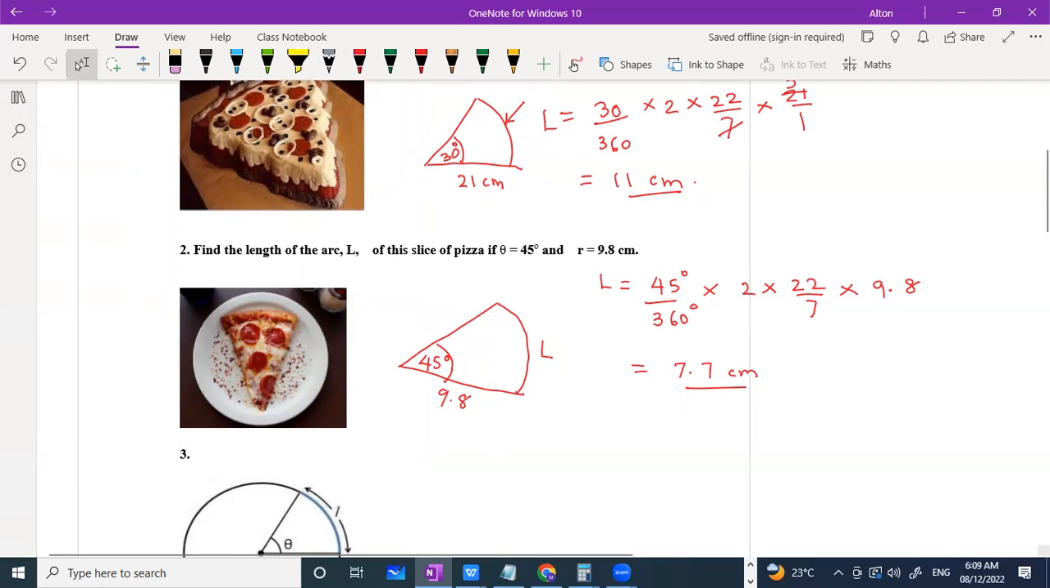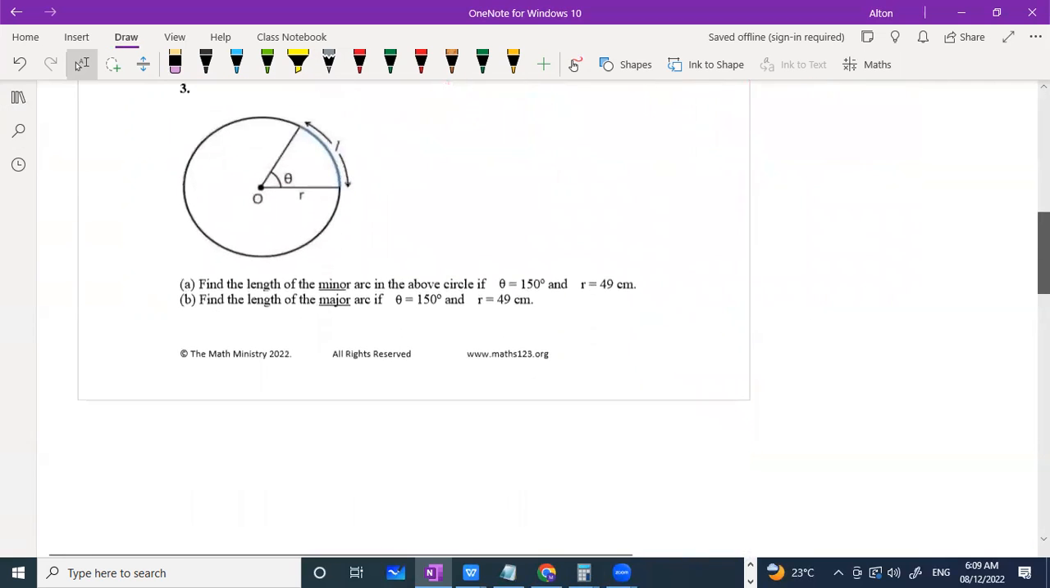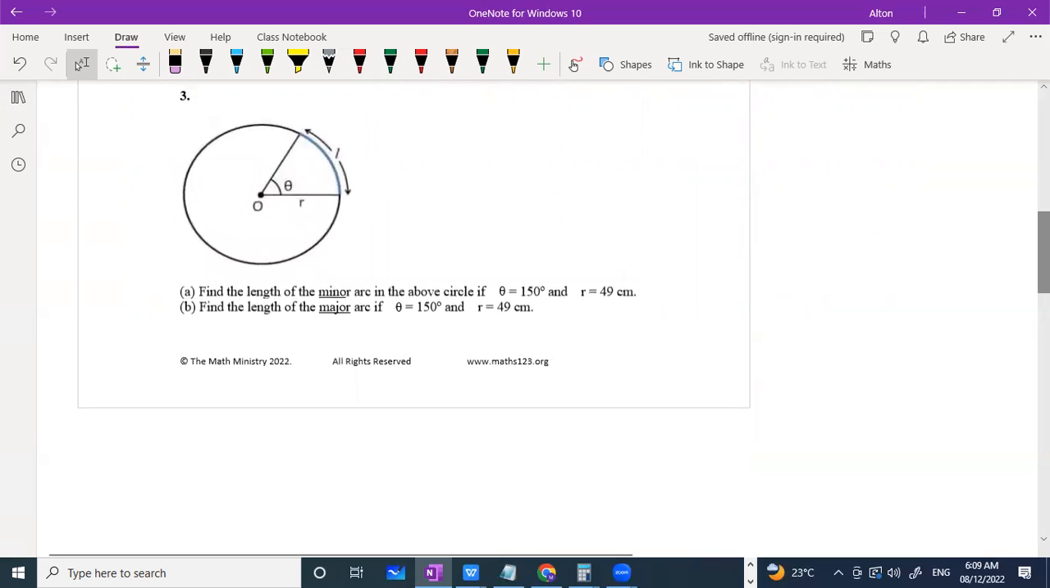Now, it's always good to see the connection between what we learn in here and what we actually experience in everyday life. So we are using slices of cake and pizza just to show you how this arc length is represented in our everyday life, okay?